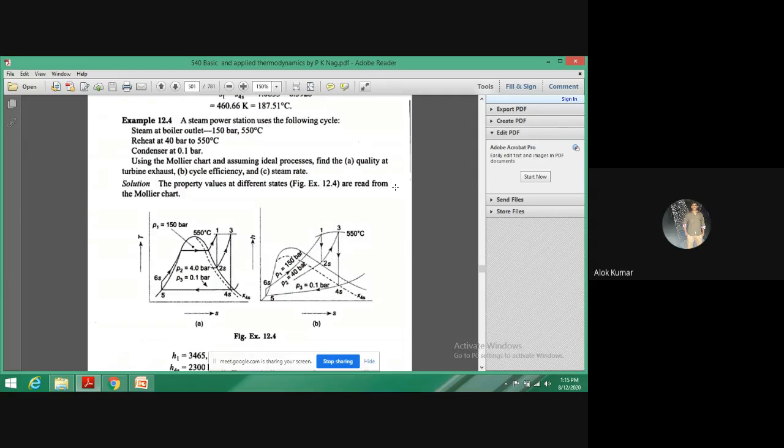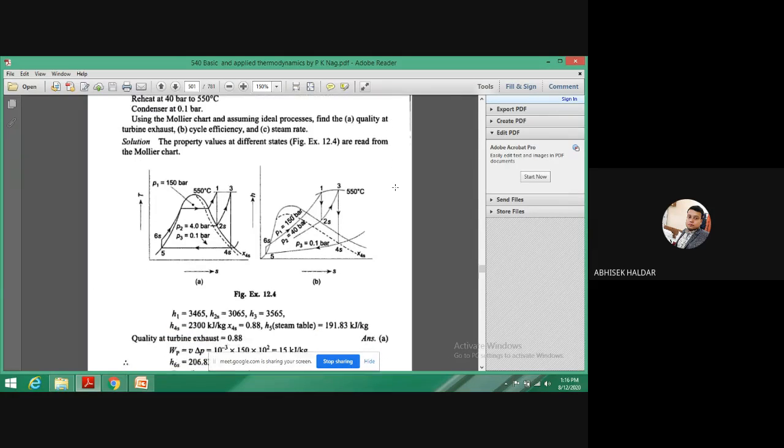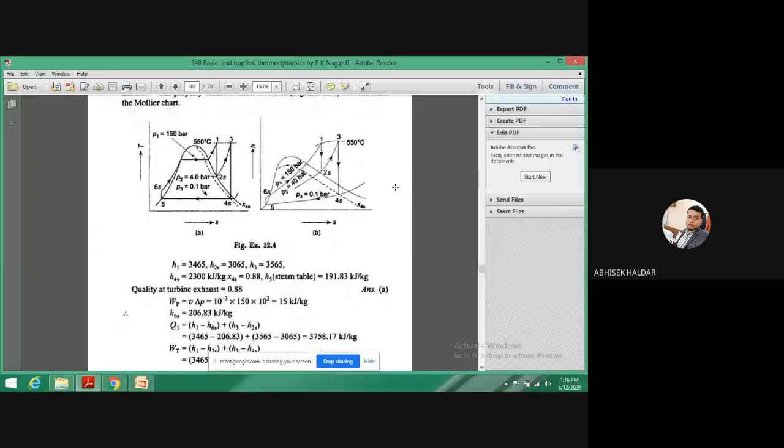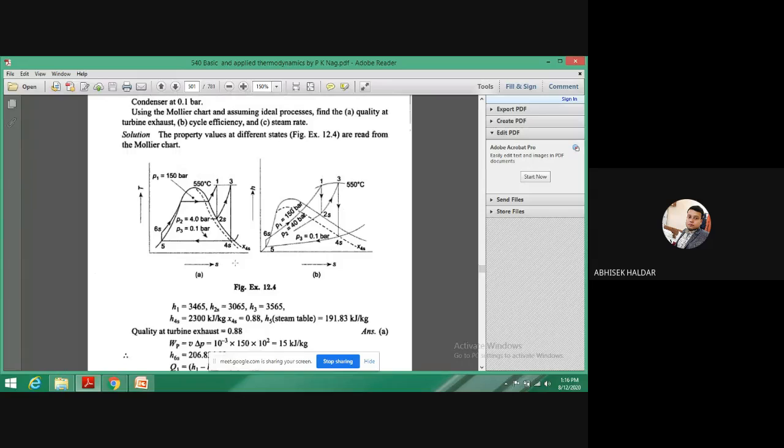Yes, sir. Without any calculation, I can just locate the points in the Mollier diagram. I don't even need to see the steam table, but you can solve the same problem using the steam table also. It may not be mentioned in the problem that you should use the Mollier diagram or chart. Then it is up to you: you can go for the steam table or the Mollier diagram.